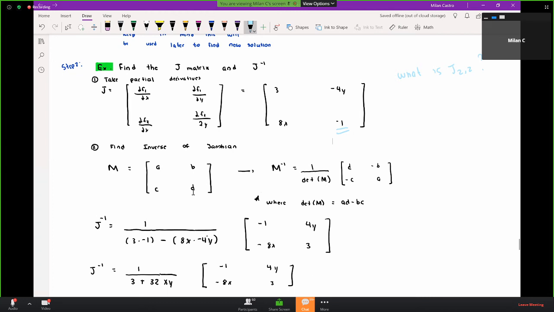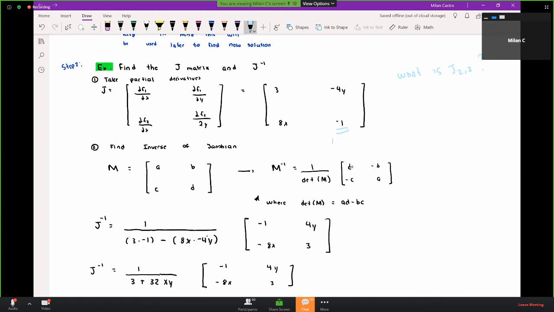So now we want to find the inverse of the Jacobian. How fun. So how do we find the inverse of the Jacobian? The formula for that is 1 over the determinant of M times, as you can see here, the new matrix. So we start off with the matrix M, which is equal to A, B, C, D, and you're going to multiply by 1 over the determinant of M times this new matrix.